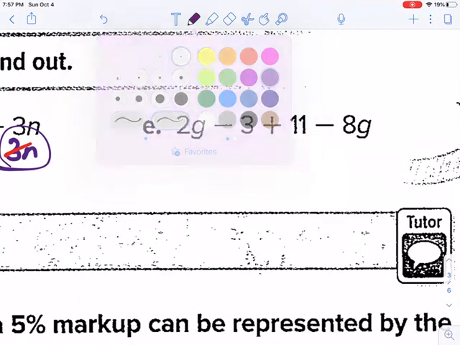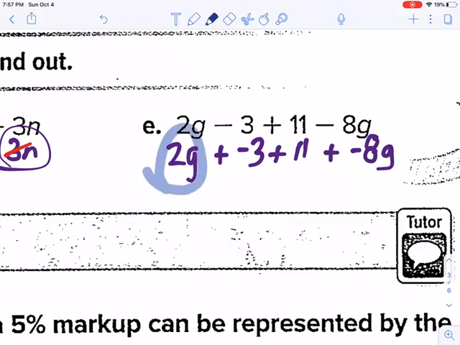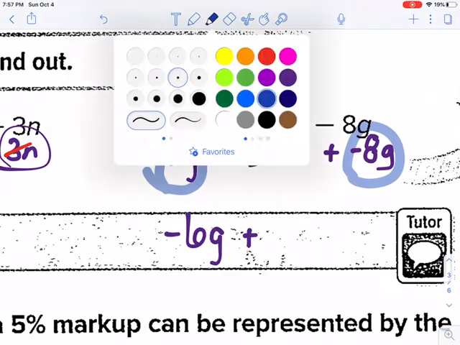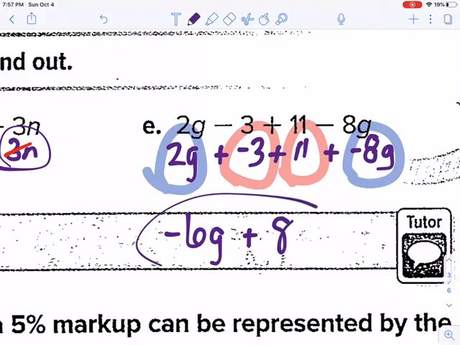All right, and letter E here. Again, I'm going to change to plus -3 plus -8g. We can combine the g's. So 2g's plus -8g's gives us -6g's. And then we can combine the constants, which is -3 and 11. -3 plus a +11 gives us a +8. So there's your final answer.